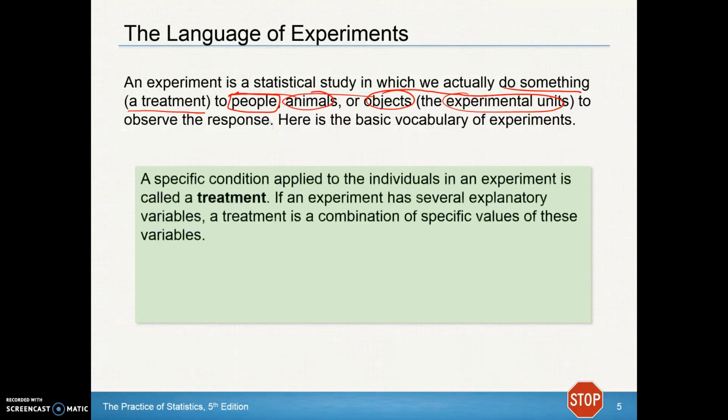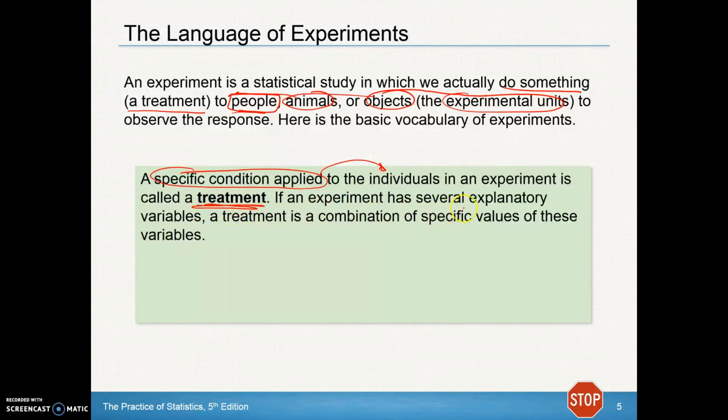So a specific condition applied to individuals in an experiment is called a treatment. Okay, so some specific condition that's applied to some individuals. Again, individuals can be people, animals, objects. We'll get a little more specific when it comes to people in a second. But whatever I'm applying to that individual is called a treatment.